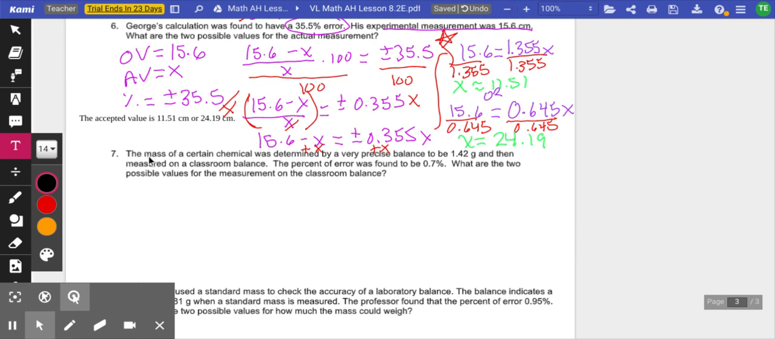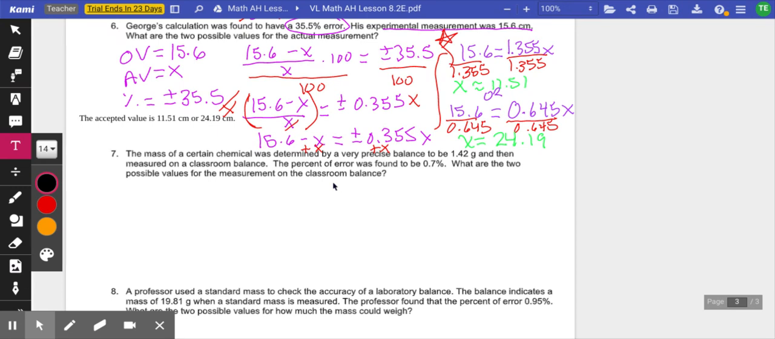Number 7. The mass of a certain chemical was determined to be very precise, 1.42 grams, then measured on a classroom balance. The percent error was found to be 0.7%. What are the two possible values for the measurement on the classroom balance? So is the classroom balance the observed or the accepted? Last time I checked, we don't check those classroom balances very often. So that one is the observed. So we're looking for the observed.